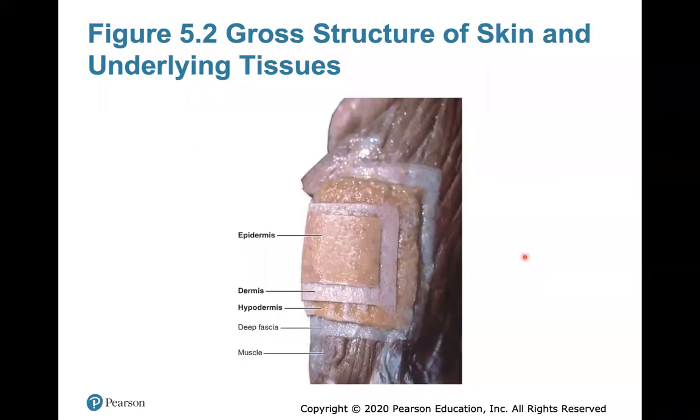So the gross structure of the skin and the underlying tissue. This is a look at a human cadaver, showing us where the epidermis lies. That's the first, most superficial layer of the skin. Then we have the dermis, the hypodermis, the deep fascia, and then underneath that, we eventually get to muscle. So that's how the skin is layered.